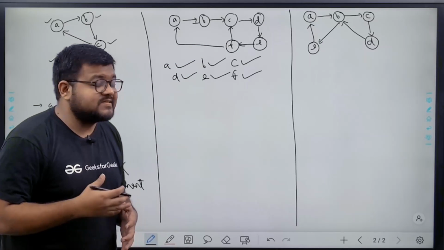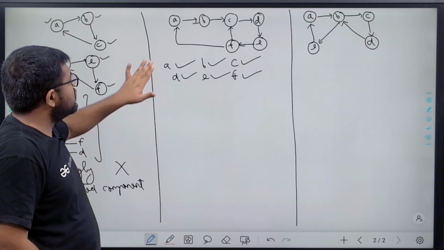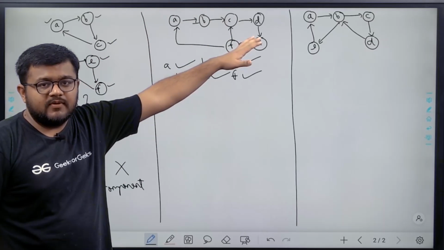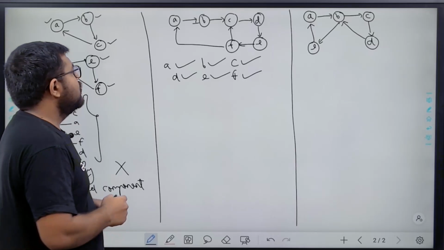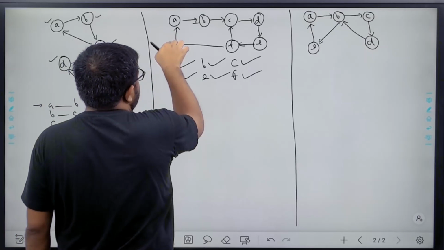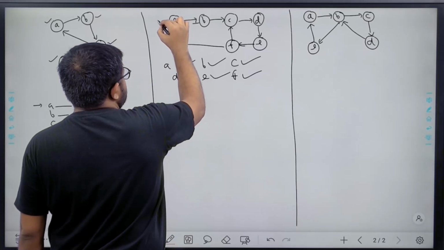So here this is a singly connected component which we saw, because from every node we are able to reach every other node, but the in degree and out degree are not same for every node. For example, here for A, in degree is 1 and out degree is 1, so it is same.